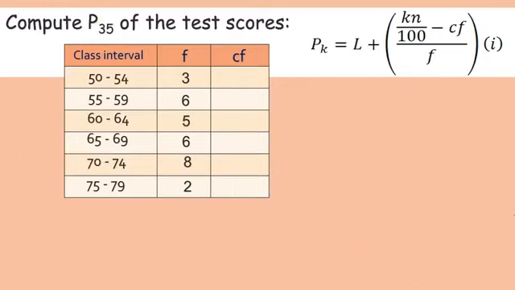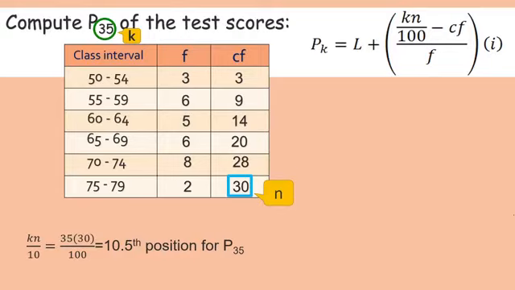Okay, let's proceed to our second example. Let's compute the 35th percentile. Just like what we did a while ago, we will be solving the CF, starting with 3, 9, 14, 20, 28, and 30. So our K is 35. Our N is 30. Using kN over 100, you will have 35 times 30 divided by 100, that's 10.5.